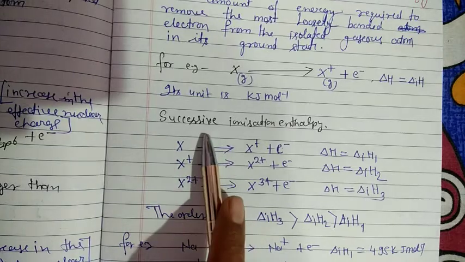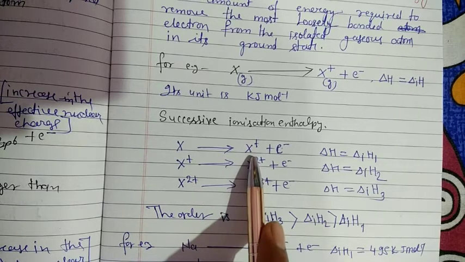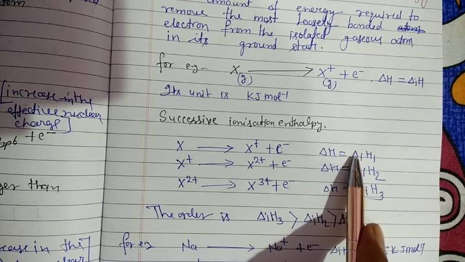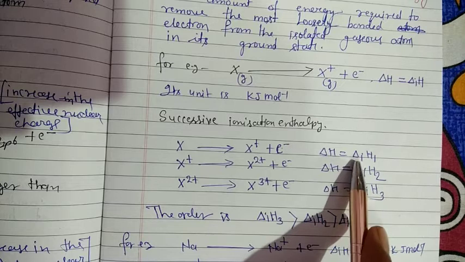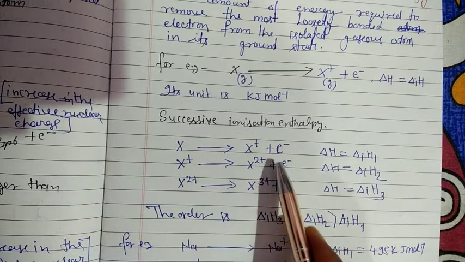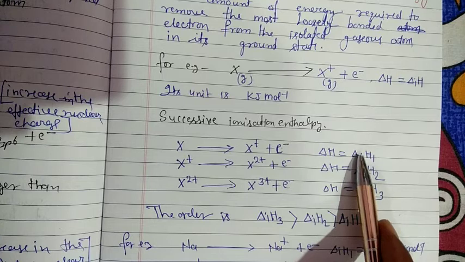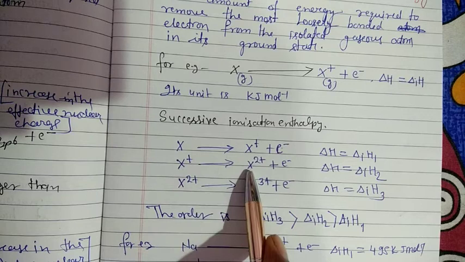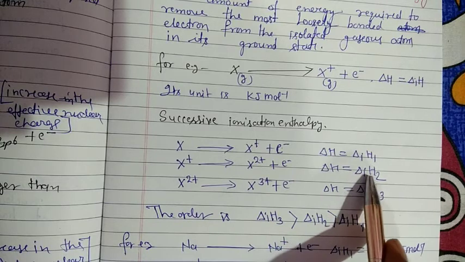And let us talk about successive ionization enthalpy. If the parent atom loses one electron and carries a positive charge, this is represented as first ionization enthalpy, ΔiH1. That means Δi means ionization, change in enthalpy. The parent atom loses its outermost electron, that is first ionization enthalpy. If it loses a second electron, it carries two positive charges. So their change in enthalpy is ΔiH2.